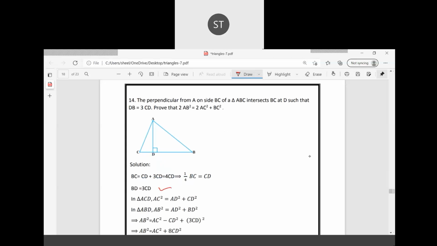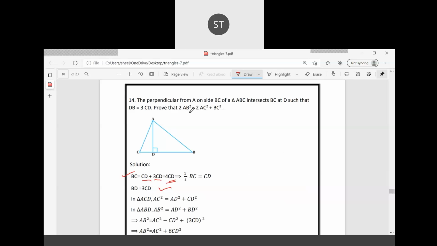BD equal to 3CD. Now if you check the diagram, the length BC can be divided into two parts, one is CD, another one is BD. But we can replace BD as 3CD because it is given in the question. So naturally, what is BC? It is 4CD. So CD means 1/4 of BC.